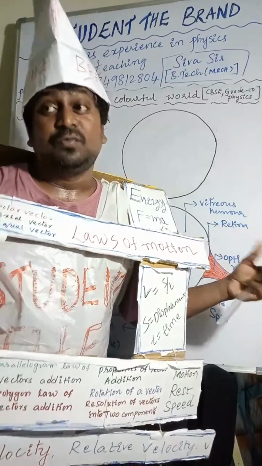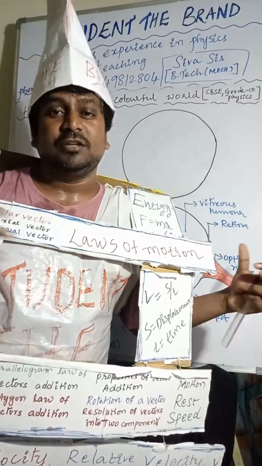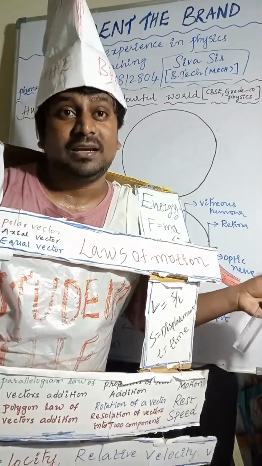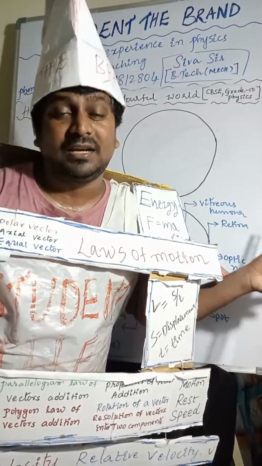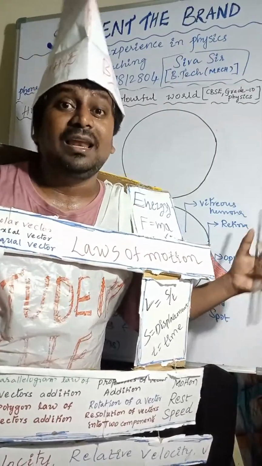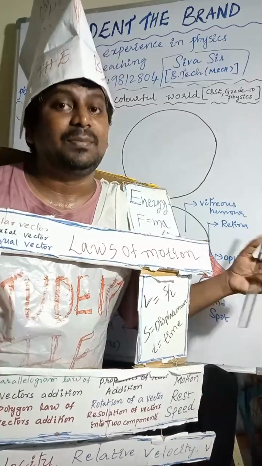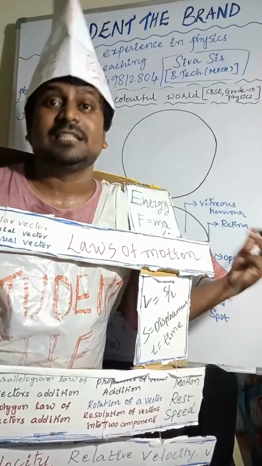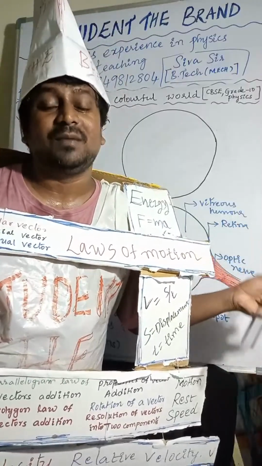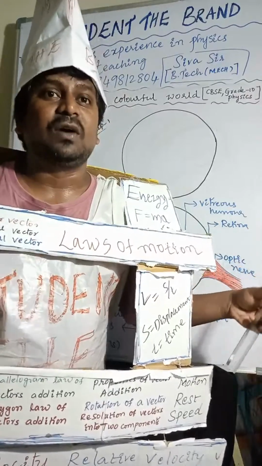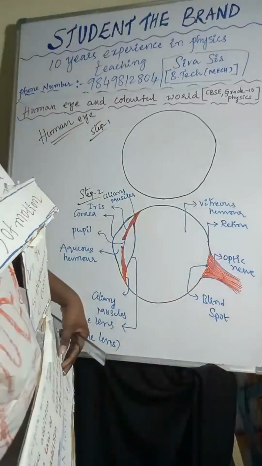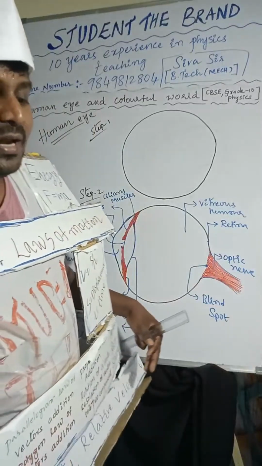When you are seeing a far distance object, the eye lens will become thin and relaxed. Focal length increases, power decreases. P equals 1 by f: power is nothing but the reciprocal of focal length.